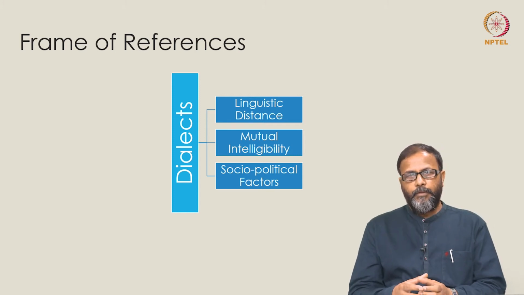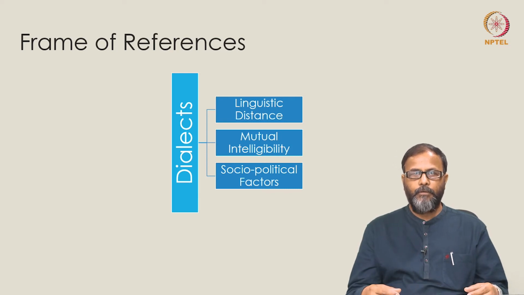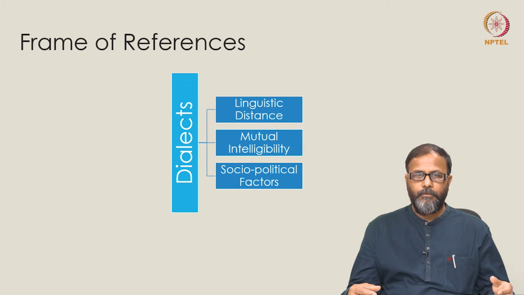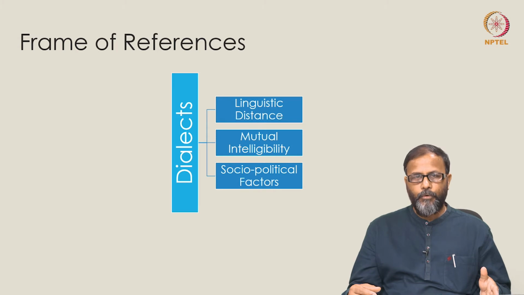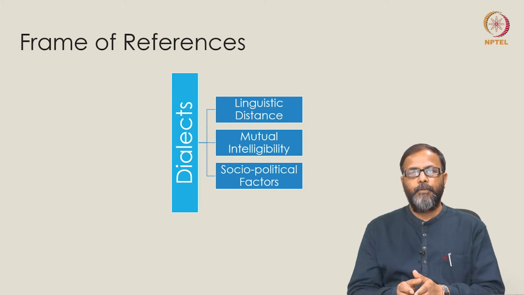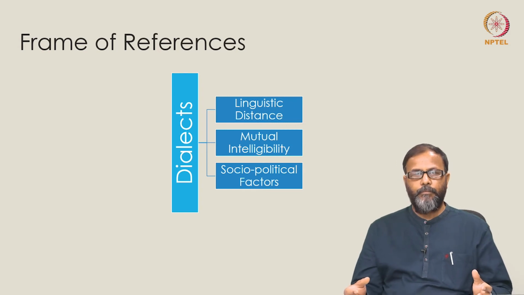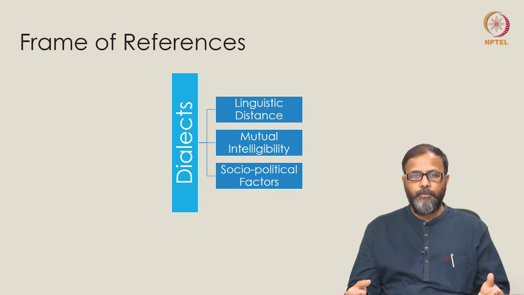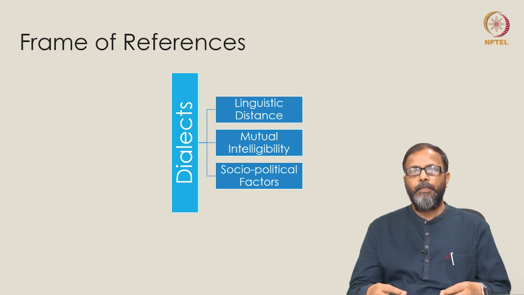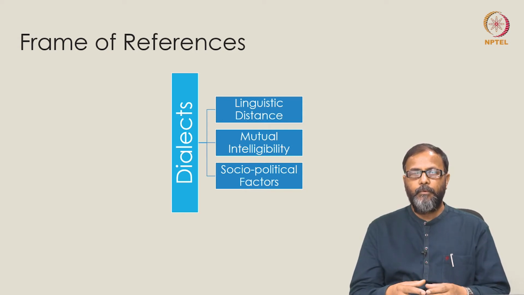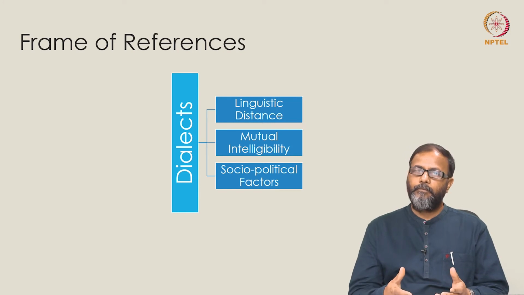So the first frame of reference is linguistic distance. These differences are not too much. When the dialect or the variety shows close affinity with the language, it is a dialect. And when two or three or four different varieties and the speakers of these varieties are able to understand each other, and if these varieties are mutually intelligible, if they do not create a communication gap, then they are dialects of the same language.